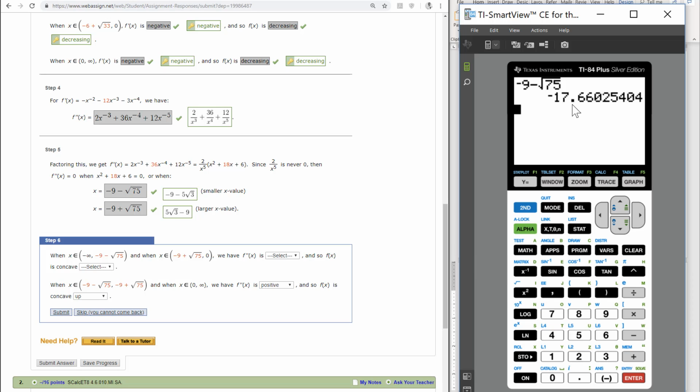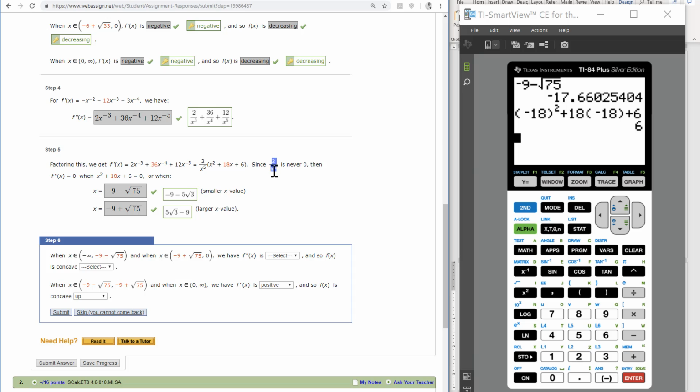So that's about negative 17, and you want to go a little bit to the left of that. Maybe negative 18 is a nice number to choose. So let's put negative 18 into the quadratic. Let's put parentheses around negative 18 and then square that. And then we have a plus 18 times negative 18, so that's like the 18 squared. That's going to cancel itself out, and then we have a plus 6. So this is going to be a positive.